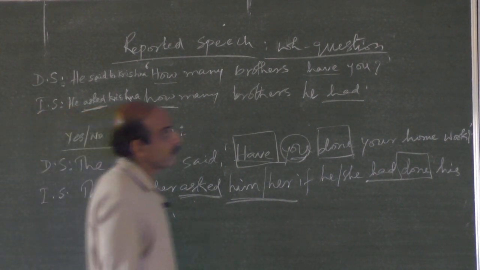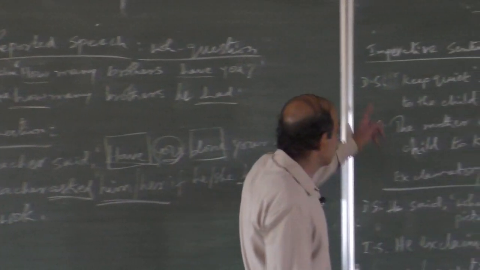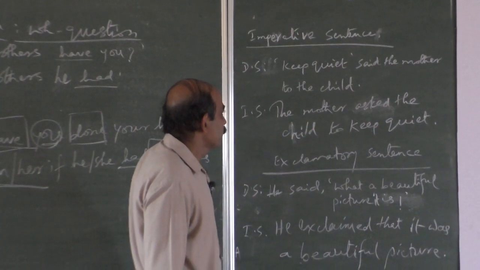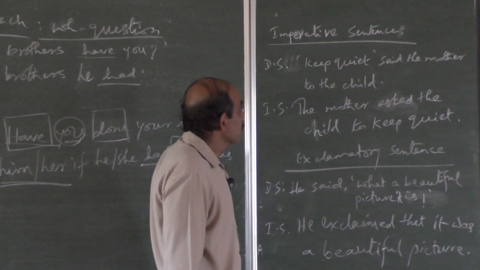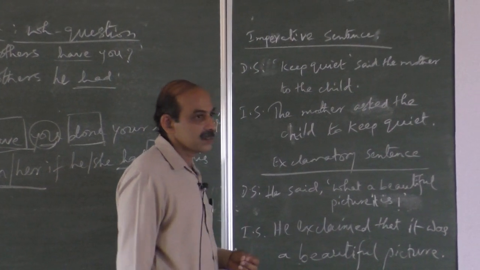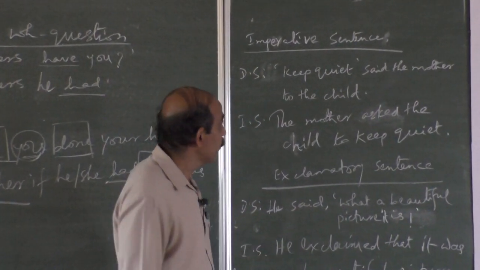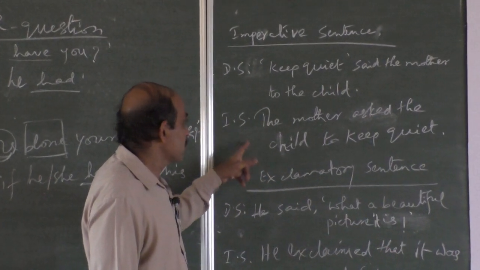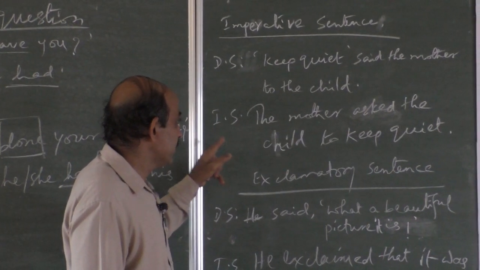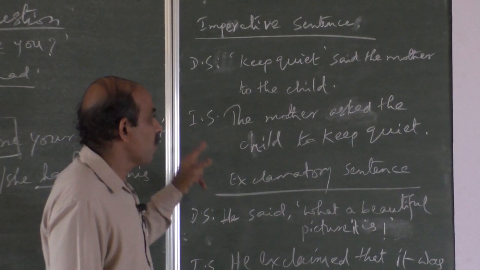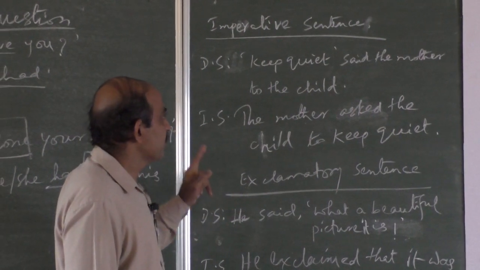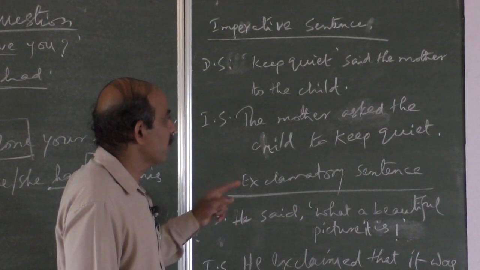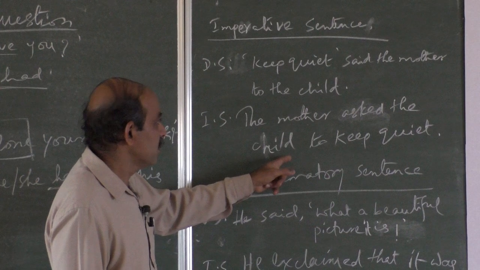Now let us go to the imperative sentence. Direct speech: Keep quiet, said the mother to the child. And I told you in the last class, imperative sentences in the sense of commands, requests, instructions are available. And I told you that imperative sentences, when they are changed to indirect speech, take the form of an infinitive. The direct speech, keep quiet, takes an infinitive form, to keep. Keep quiet, to keep quiet. The mother asked the child to keep quiet.